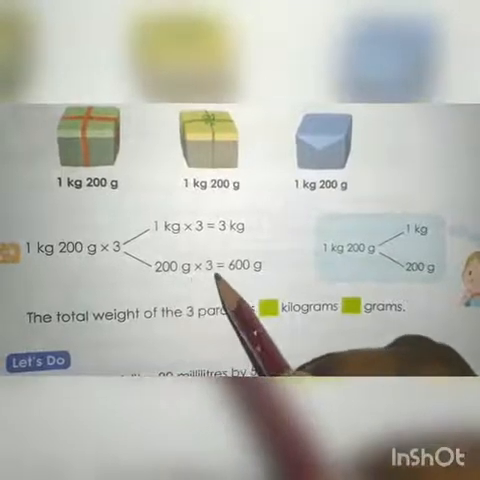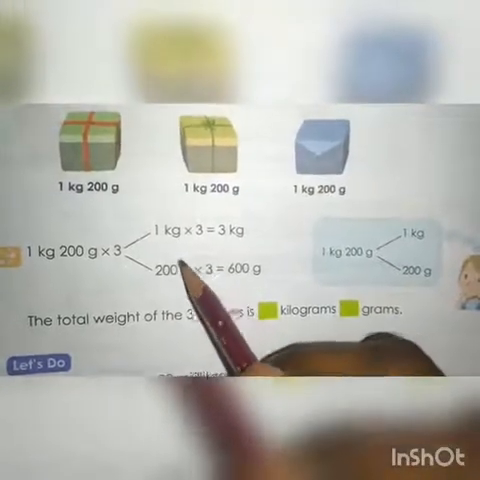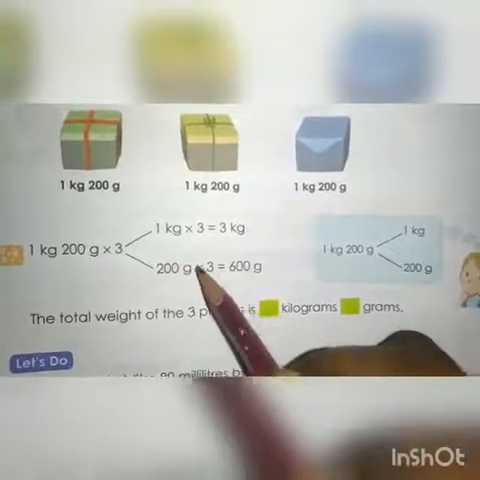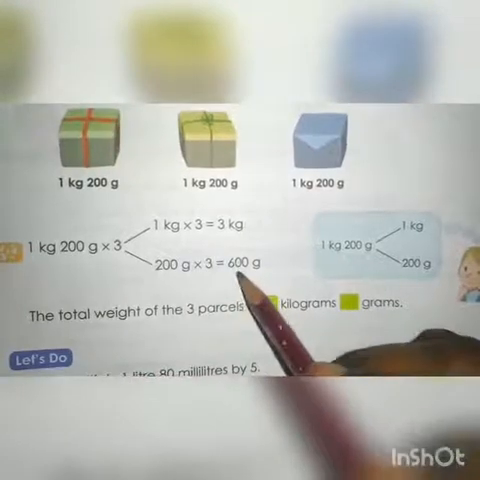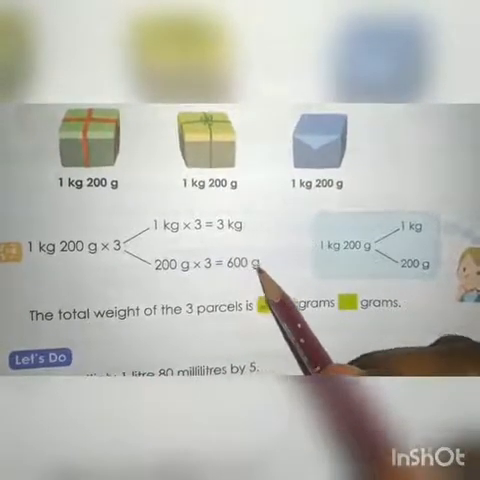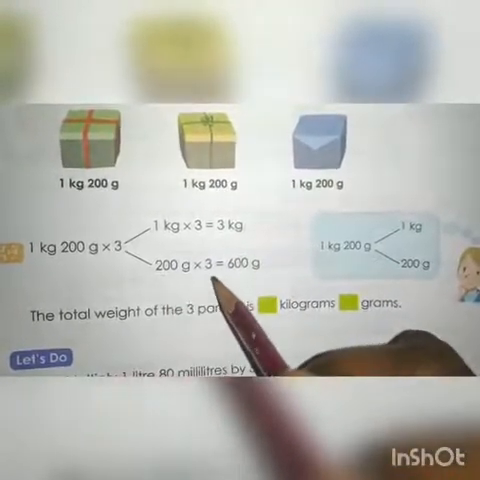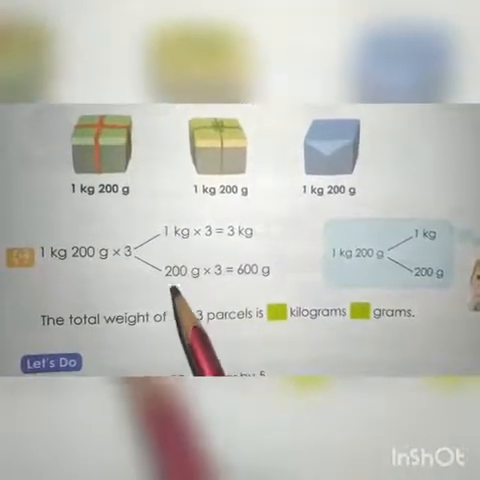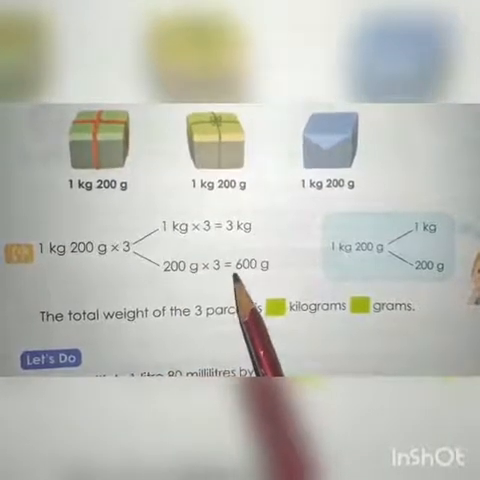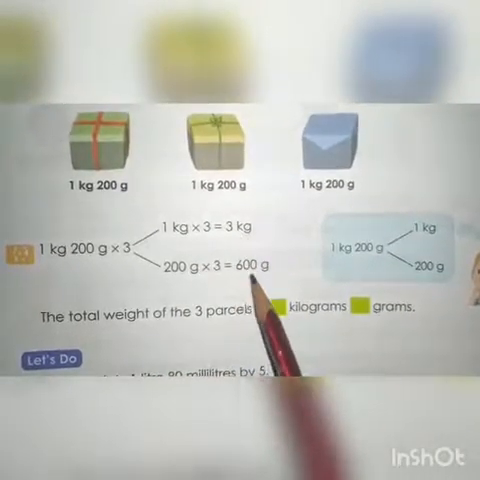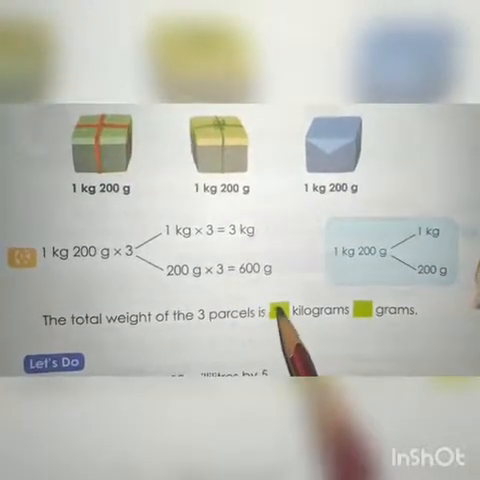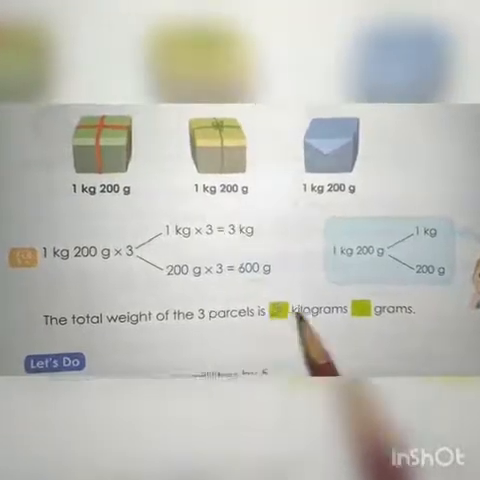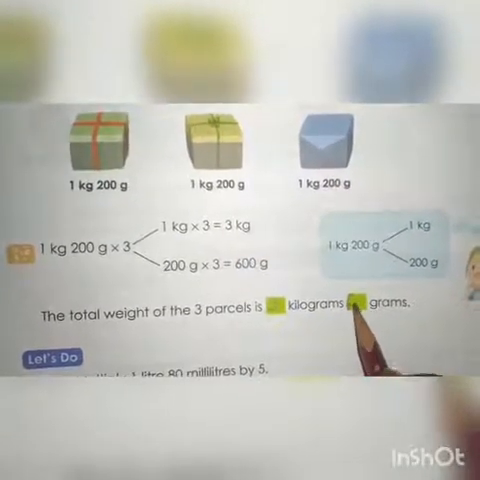200 gram into 3: 3 zeros are 0, again 3 zeros are 0, then 3 twos are 6. Therefore we will get 600 gram by multiplying 200 gram into 3. Now we have to combine these two together. 1 kg 200 gram into 3 is equal to 3 kg 600 gram. Therefore the total weight of 3 parcels is 3 kg 600 gram.